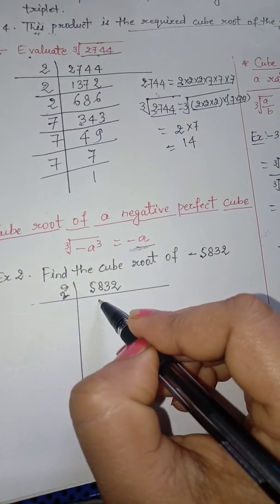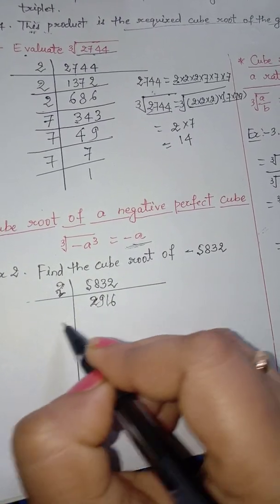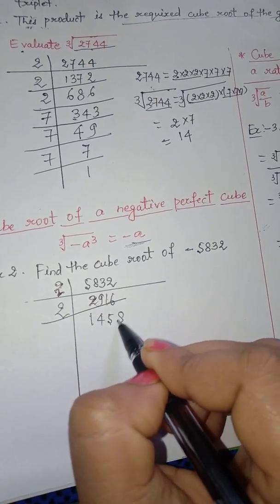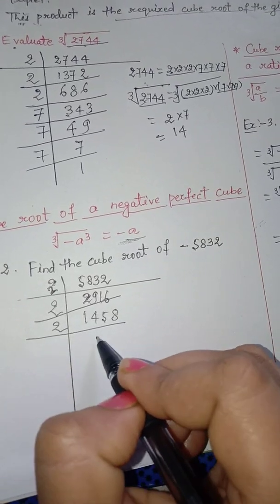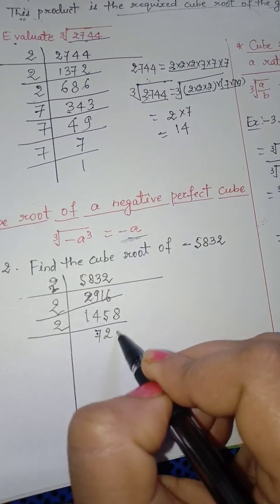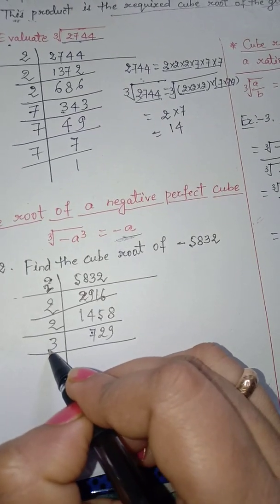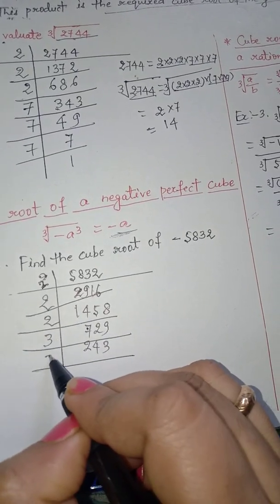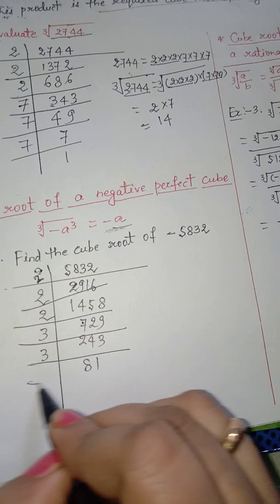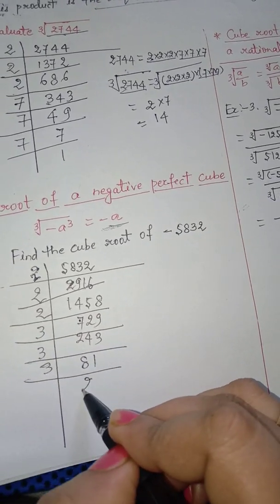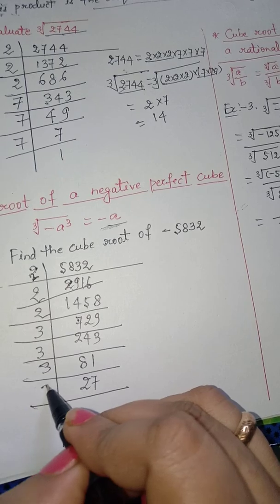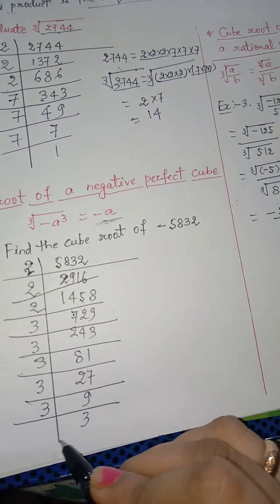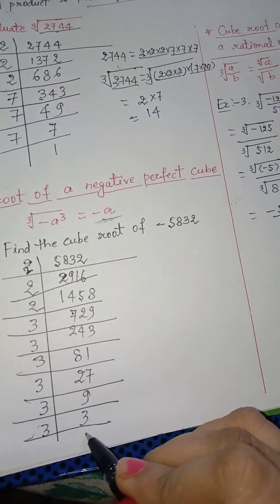If we divide this number by 2, we will get 2916. Again by 2, 1458. Again by 2, we will get 729. By 3, it gives 243. Again by 3, we will get 81. By 3, we will get 27. Again by 3, 9. By 3, 3. And finally we will get 1.